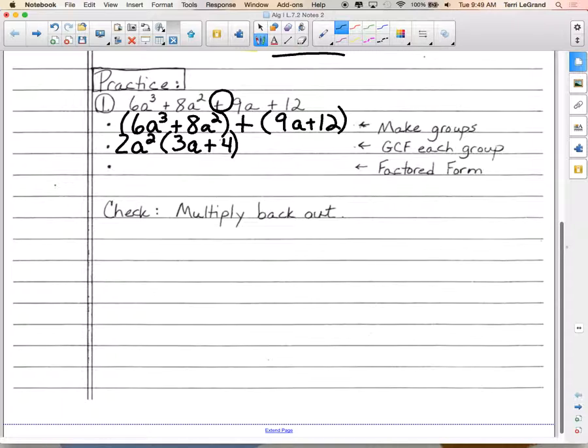Okay, so again, remember we always want to look, and we want to make sure that after we've done the GCF, there isn't any more that could have been divided out. Is there anything that could be divided out of 3a that could also be divided out of 4? No. So let's bring our plus sign down between the groups. What's the GCF of the next group? 3. No a's, right? No, because the second term doesn't have any. Okay, so 9a divided by 3 is? 3a. 12 divided by 3 is? 4. Questions?